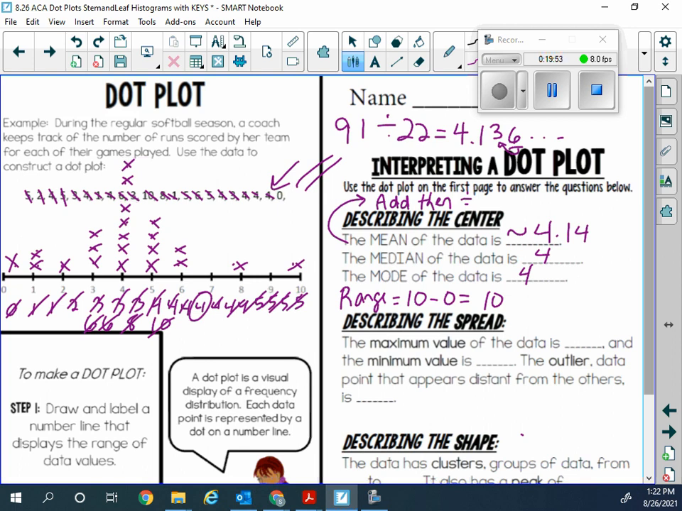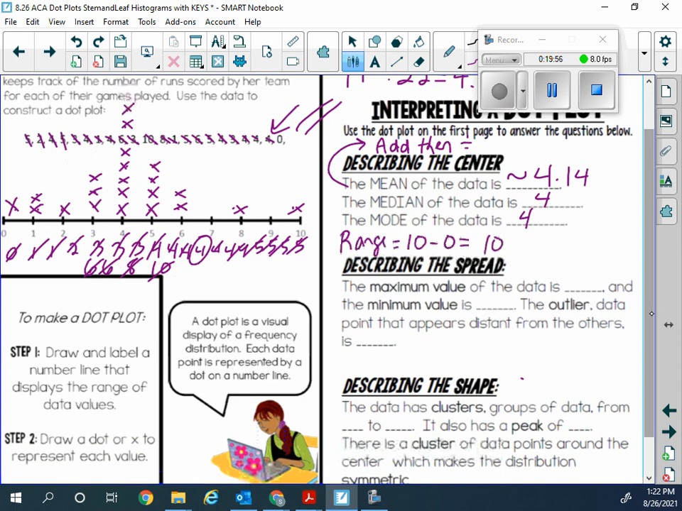Okay? All right. Let's come down here and talk about describing the spread. The maximum value. That means the one that is the biggest. Which number is the biggest? 10, very good. The minimum value is the one that is the smallest. What is it? 0. 0.